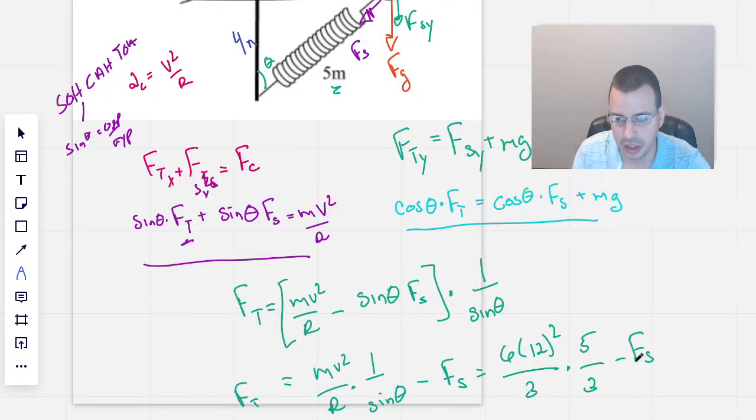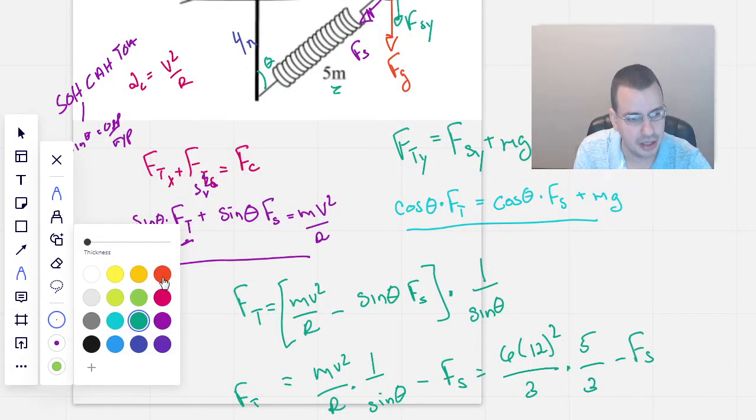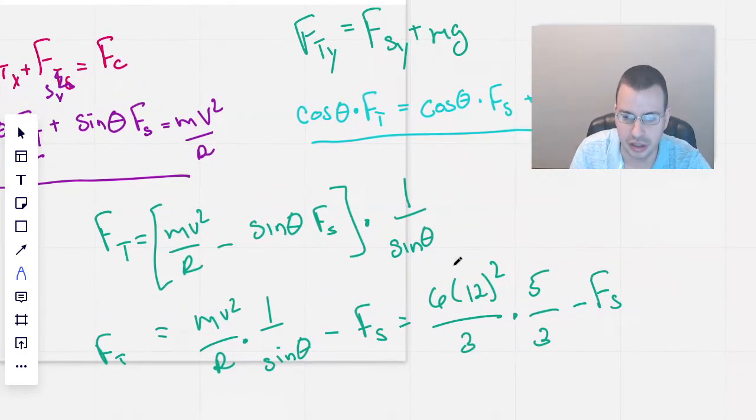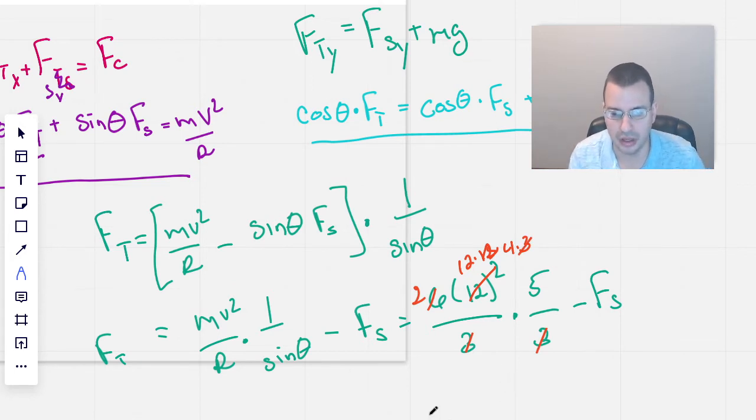Minus force spring. We're going to do a little simplifying here. I'm going to call 12 squared 12 times 12, and I'm going to call one of these 12s 4 times 3. So this 3 is going to cancel with this 6 to give us 2. This 3 is going to cancel with that 3 to be 1. And we're going to be left with 12 times 4 times 5 times 2. So 2, 12, 4, and 5 minus force spring.